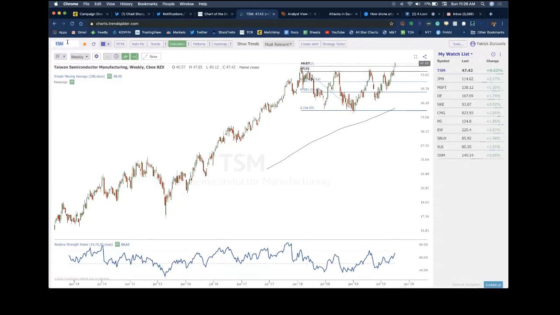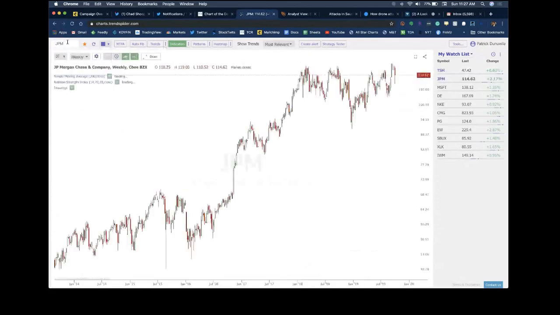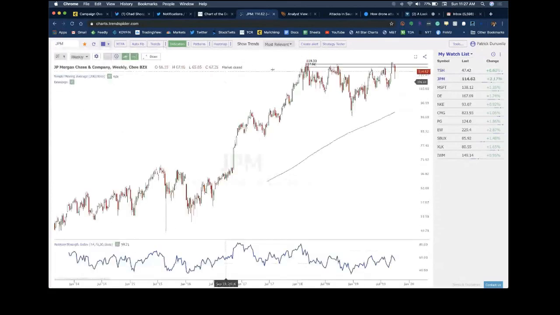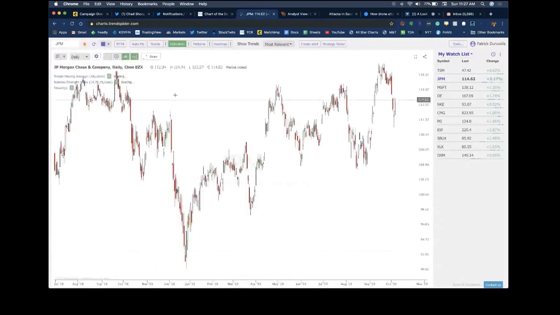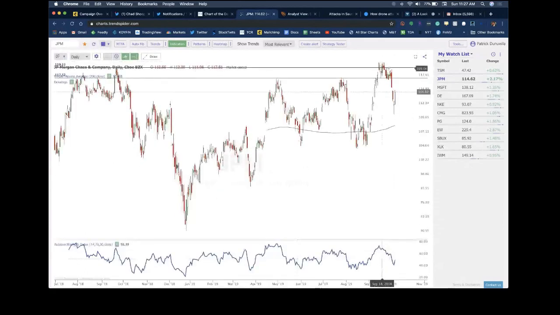But I'll show you a trade that I got stopped out of this weekend, even though I liked it. It's JP Morgan. As you can see, kind of a similar setup, right? Breaking out of a big base, pressing up against all-time highs. But if we switch this to a daily, you can see it didn't hold above those former highs. So now I would say that the risk is to the downside, and I wouldn't be looking for any longer term breakout until it can get above these most recent highs. So it's kind of on failed breakout alert right now.